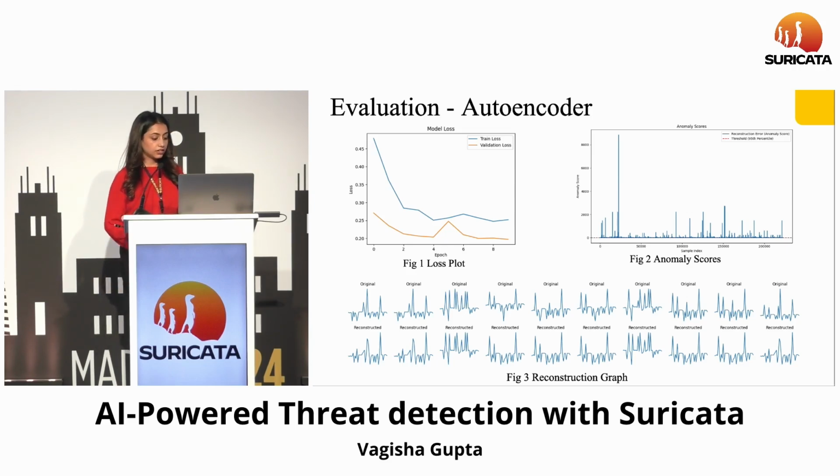Figure 3 gives us the reconstruction graph. The top row shows the original graphs that were constructed, and the bottom row shows the reconstructed graphs. You can see minute deviations if you compare the original and the reconstructed graphs, and those deviations were marked as anomalies.